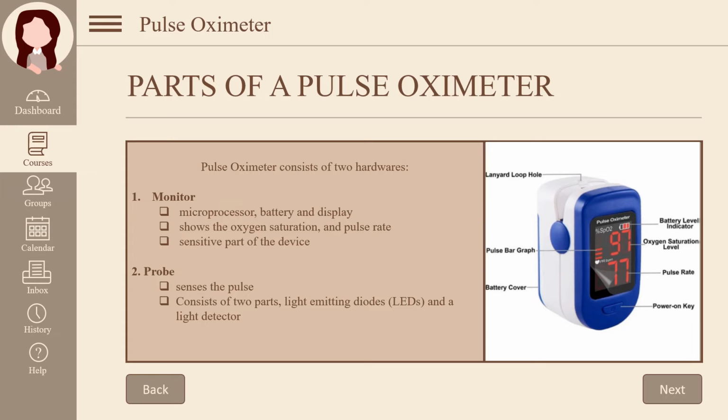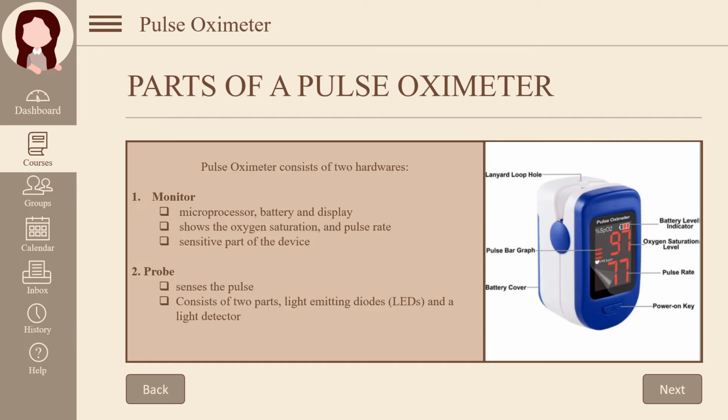A pulse oximeter consists of two hardware parts, a monitor and a probe. The monitor contains the microprocessor, battery, and display. This part of the device shows the oxygen saturation and pulse rate. It updates its calculations on a regular basis during use to provide an instant reading of oxygen saturation and pulse rate. It should be noted that this is a sensitive part of the device. Thus, it should not be subjected to rough handling, extreme heat, and spilled liquids.